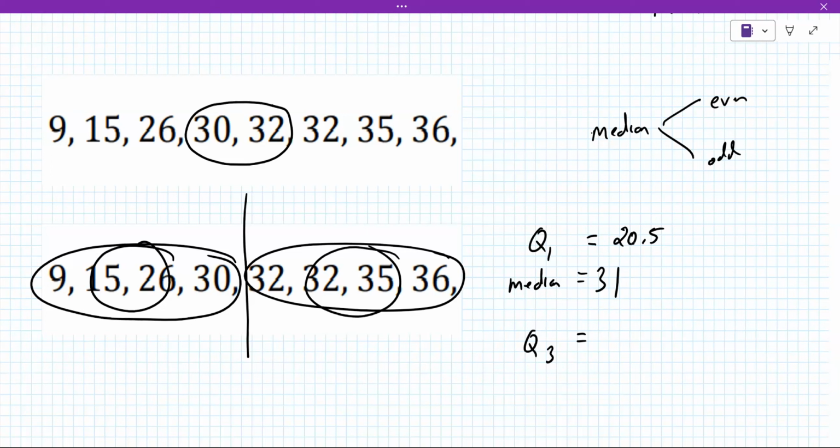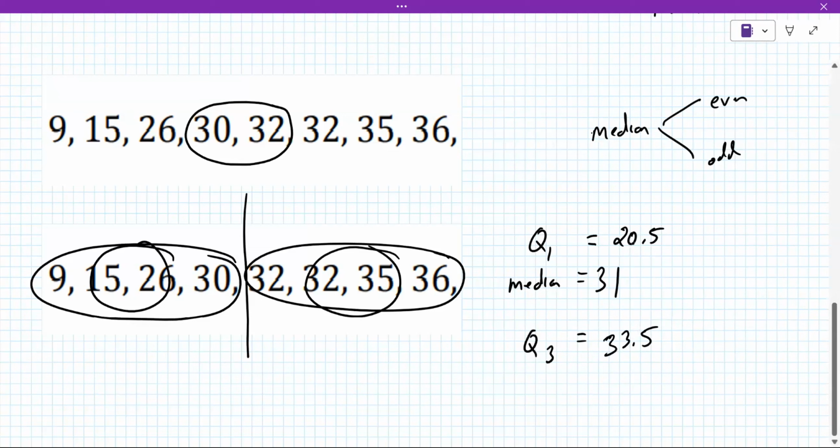60, 67 divided by 2. It's not a whole number. Okay. And what do you get for that? 33.5.